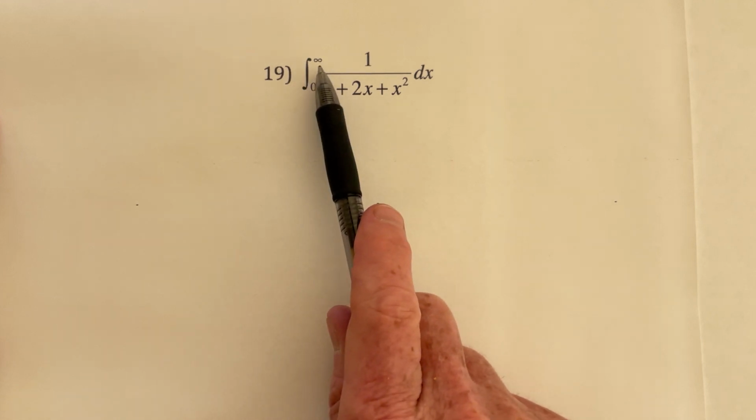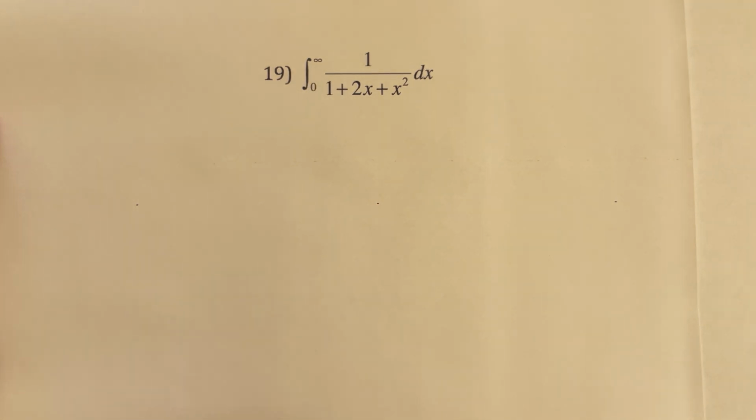This one is an improper integral on account of it has infinity, which means that at the end, the answer could be infinity. The answer could be 1.7. I don't know yet. Just have to try it.